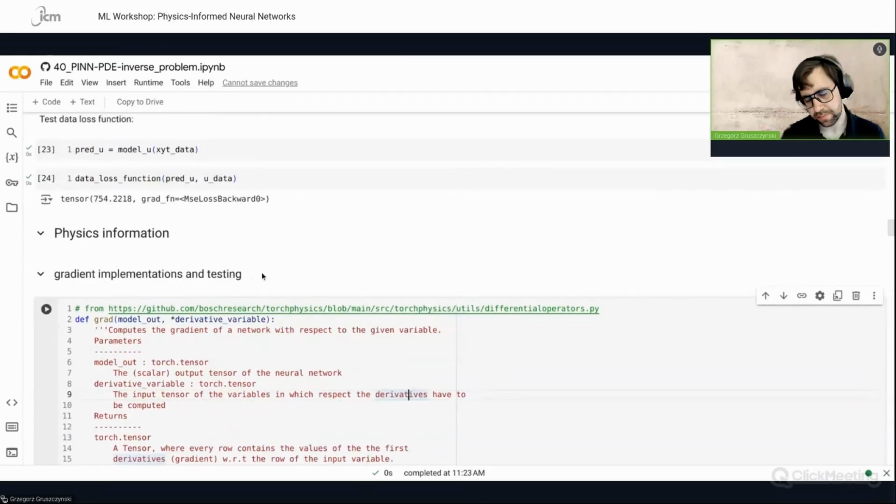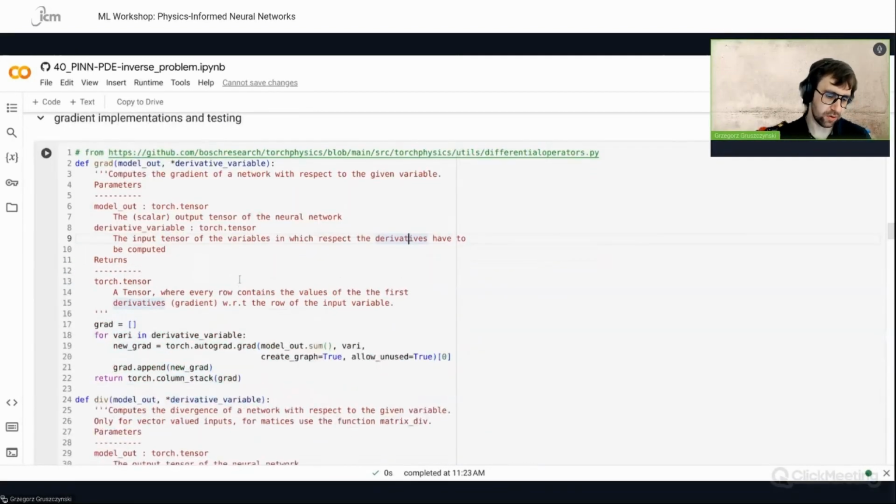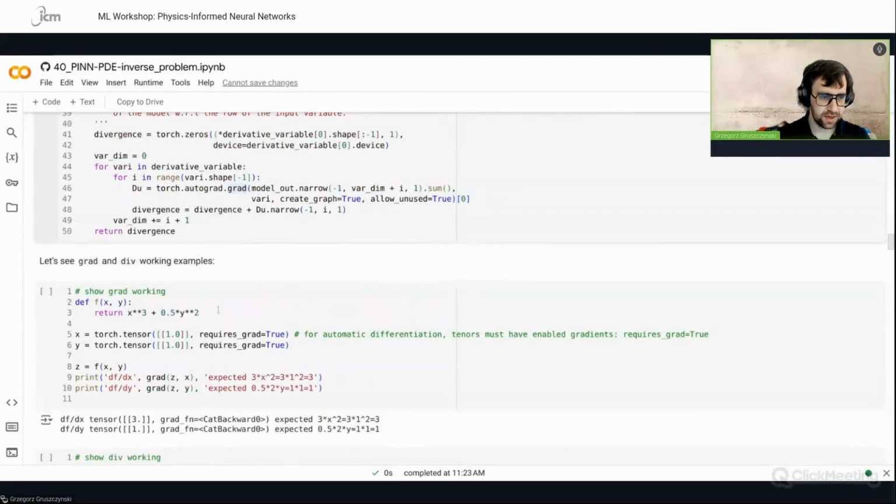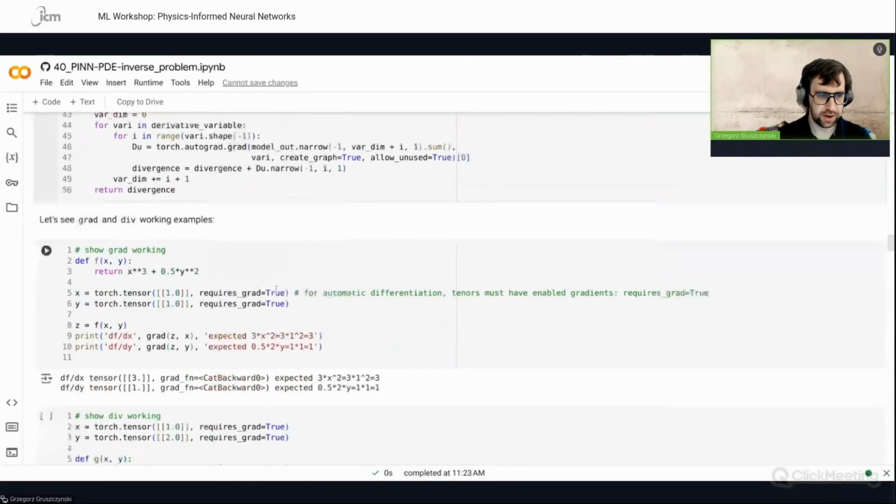Now we have to assemble the physics-informed loss. So you will need to use the gradient and divergence operator to construct the partial differential equation for the heat transfer. Here we have a gradient operator and the divergence operator. You can write them on your own using just the autograd as in the previous exercises, but here's a convenient function which we found in the Torch physics repository, and it can be used to evaluate the gradient and divergence. And without digging into details, we'll just check how they work.